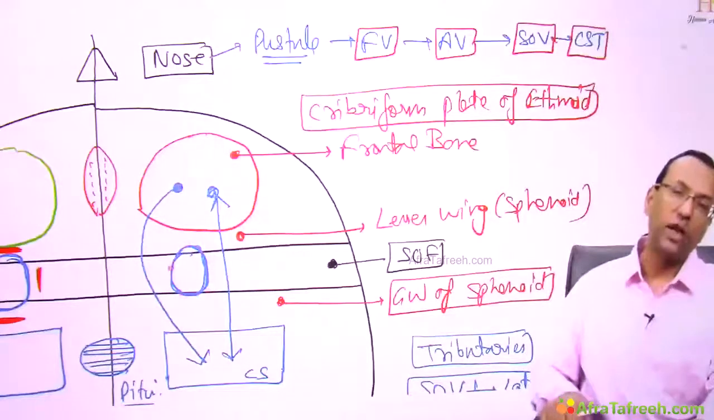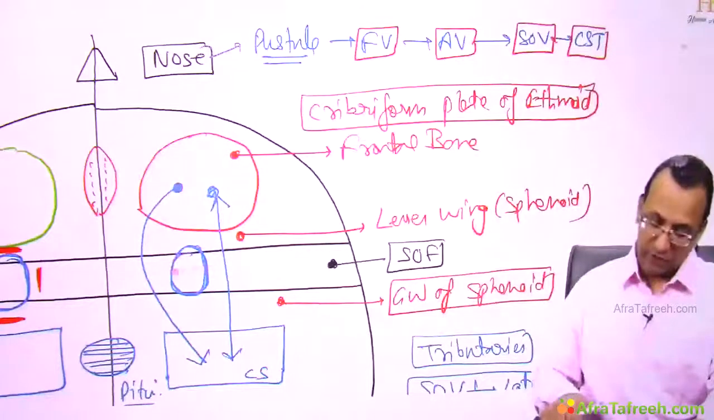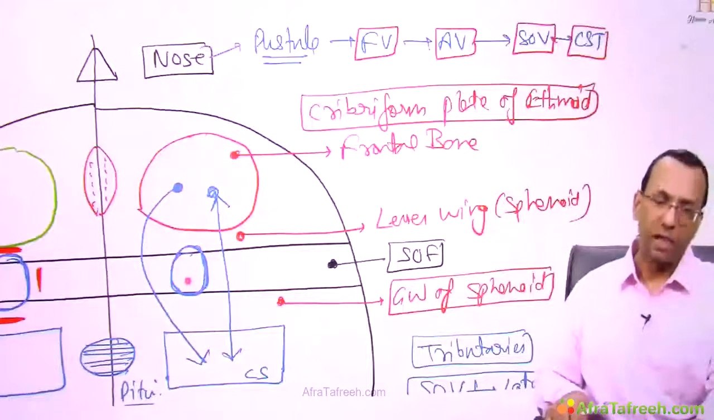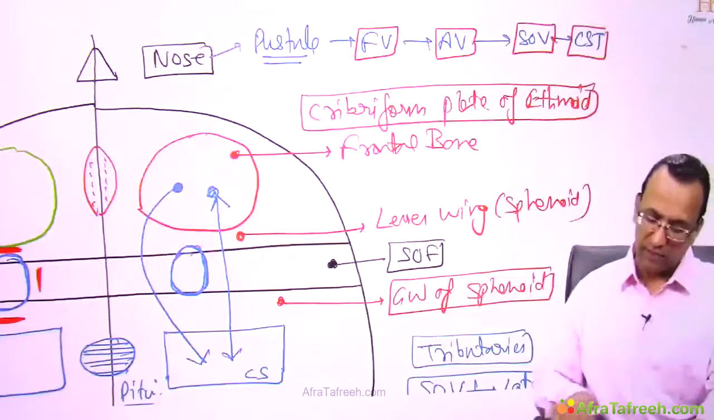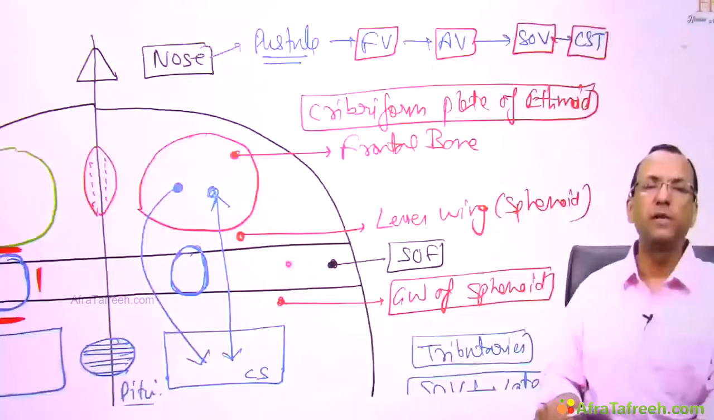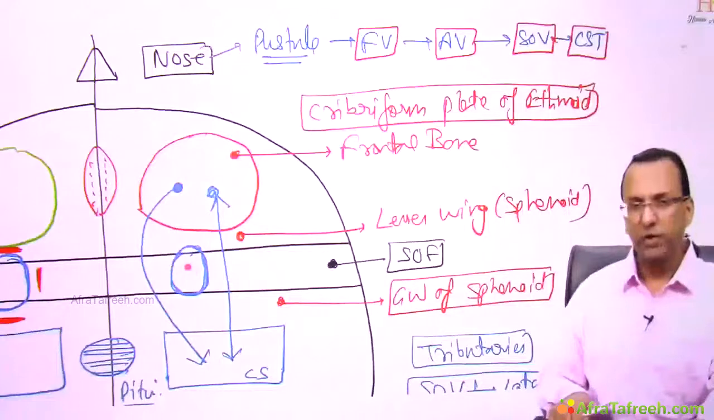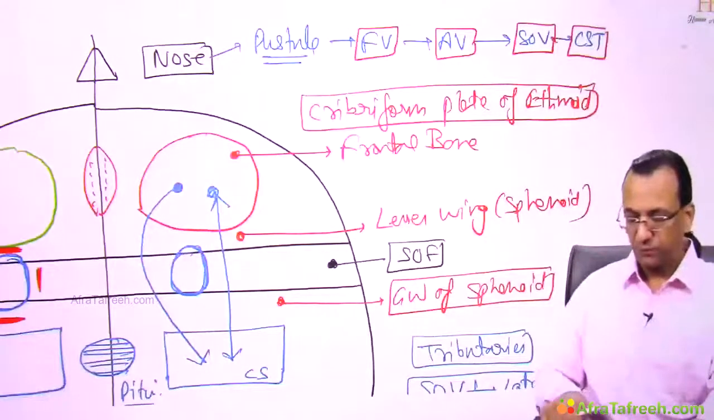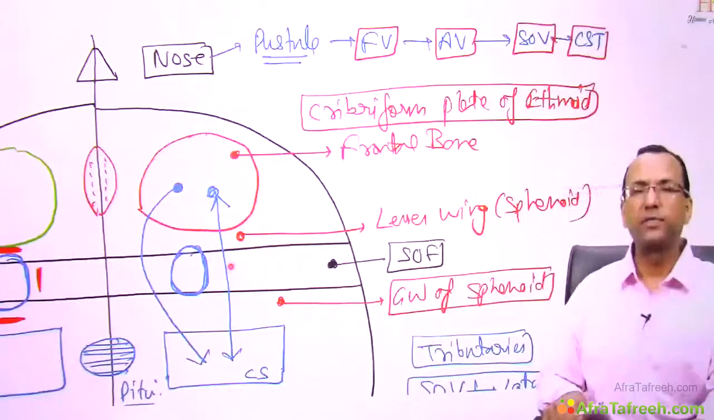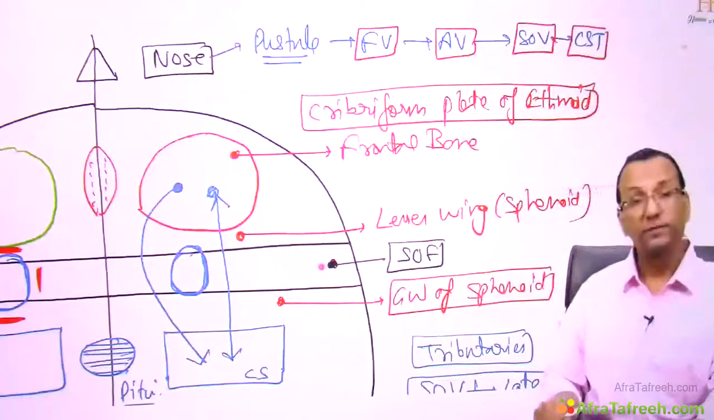But why are they staying outside the ring of Zinn? Why don't they go inside the ring of Zinn? Because they don't want to get compressed in this narrow space. So it's preferable that they stay outside the ring of Zinn when they are passing the superior orbital fissure. Some people, some population, they might be inside the ring of Zinn, but usually they are outside. What else is passing the superior orbital fissure? That is some nerves which we have to discuss.